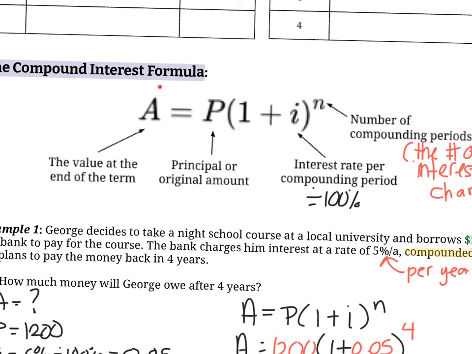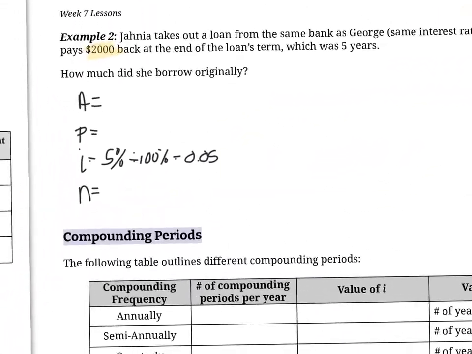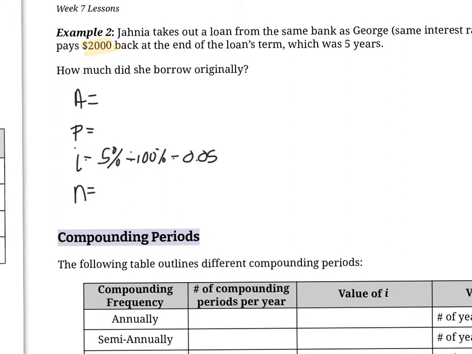So this number here is whatever is happening at the end of the story. How much we are owed, how much we borrow, or how much we owe, or how much we have earned if it's an investment. And this P, think about this as the number at the beginning of the story. Originally, how much should we borrow, or how much should we invest? So this $2,000, this is at the end of the story. This means it's our A. She owes $2,000 at the end of the story.